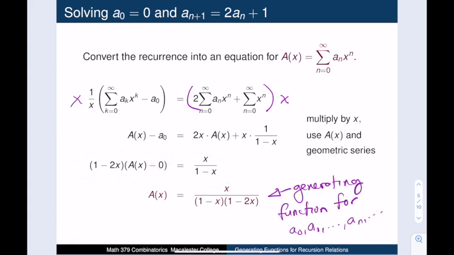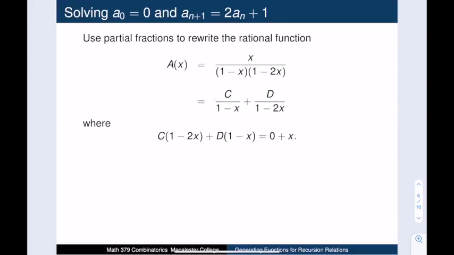After dividing both sides by 1 minus 2x, I actually get the generating function for this sequence a0, a1, up to an, and so on. And so if someone asked me to solve for the generating function, I would just be done. I could hand them this function and say, this is the function that will give you the sequence that satisfies the original recurrence. In our case, we want to find the individual values of a sub n, and so we need to keep going. And this is where we will employ something called partial fractions.